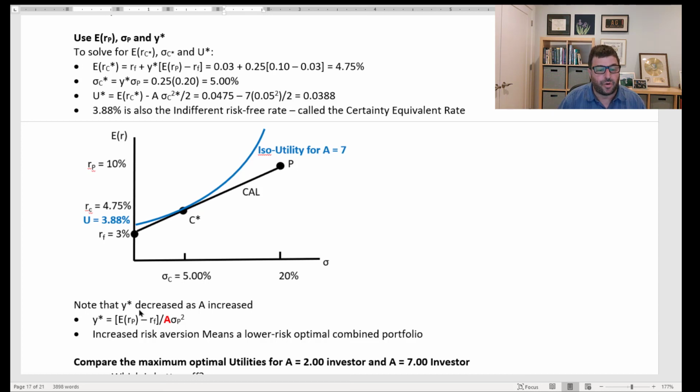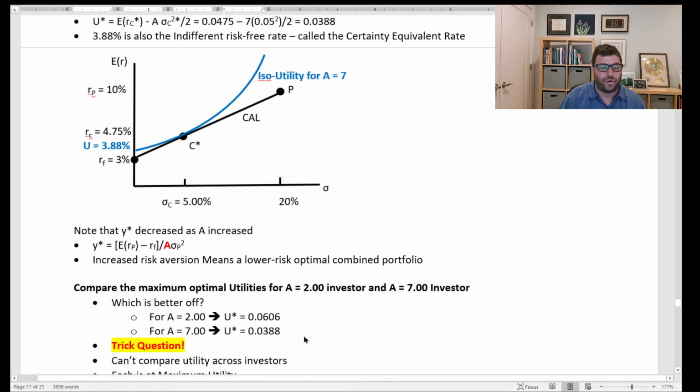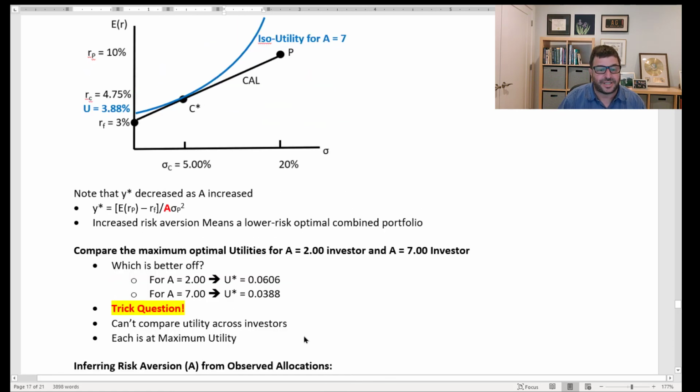So note that Y decreased as A increased. Increased risk aversion means a lower risk optimal combined portfolio. Okay, last thing here. Let's compare the maximum utilities for the A equals 2 investor and the A equals 7 investor. Which is better off? Well, for the A equals 2 investor, we ended up with a utility of 6.06%. And for the A equals 7 investor, we ended up with a utility of 0.0388.